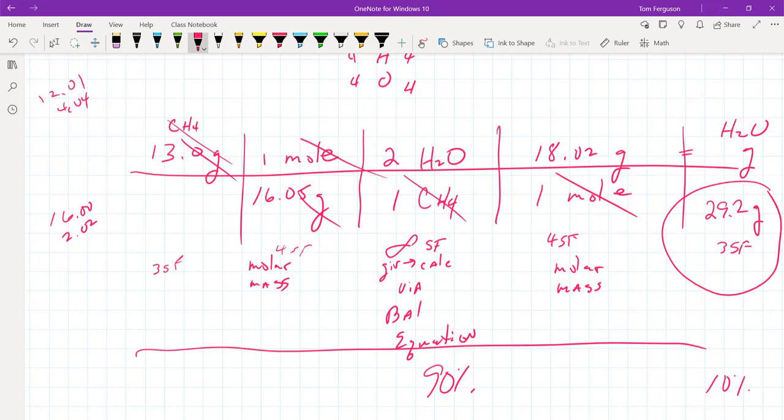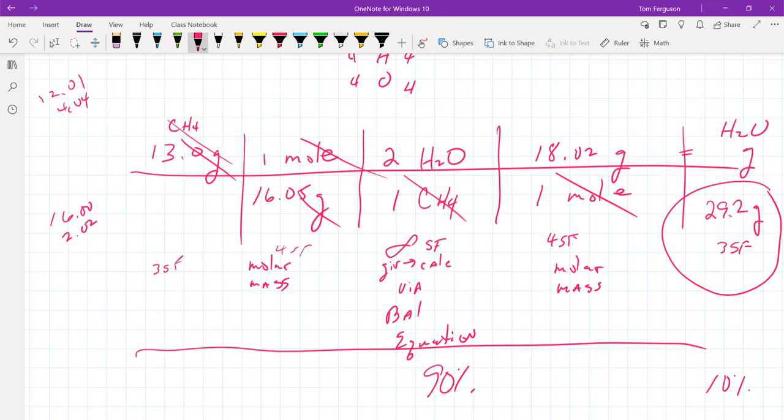That's for 10%. So if this problem's worth 10 points, there'd be 9 points for the setup, 1 point for the answer. Now in your tests next week, you're going to have a number of stoichiometry problems. I want you to go through and set everything up first in case you run out of time. You can get a whole bunch of points just by a proper setup. Then come back afterwards and do them. That would be the way I would suggest doing it. That way you'll maximize your points.